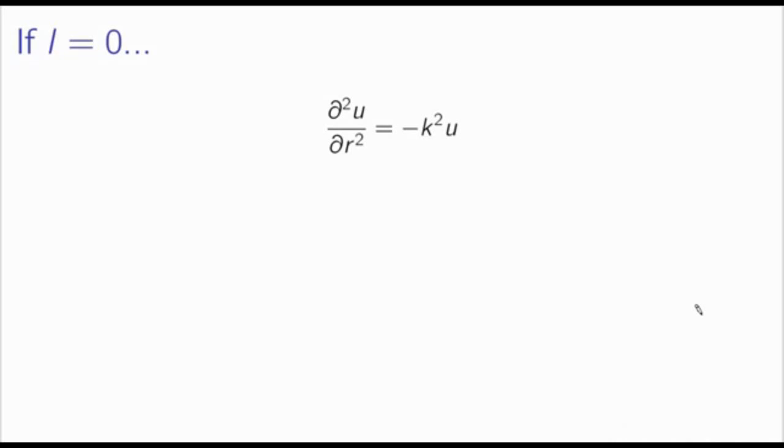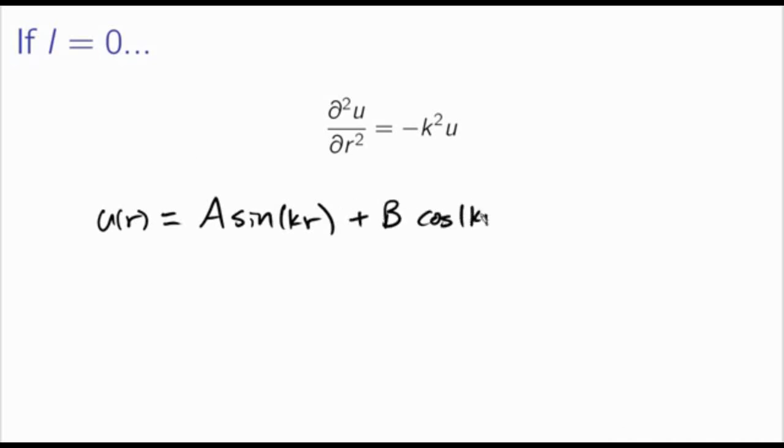Well, if L is 0, our centrifugal term vanishes, and when our centrifugal term vanishes, we're just left with this for our radial equation. And if you look at equations like this, you should guess, well, I'm going to have something to do with exponentials because I have a minus sign here. Maybe I've got complex exponentials. But in this case, it turns out to actually be simpler to write u of r is a sine kr plus b cosine kr.